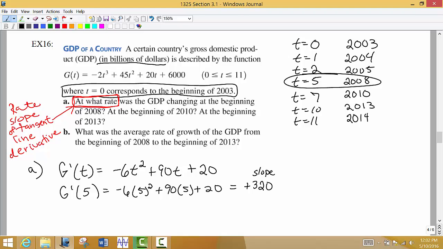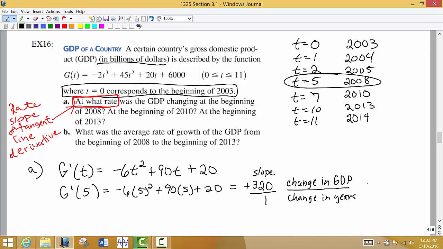What's important is to remember that this is the slope. I'm going to think about it as a slope for a minute, as something over 1. Slope is rate of change. So what is it telling me? This is telling me the change in the gross domestic product divided by the change in years.